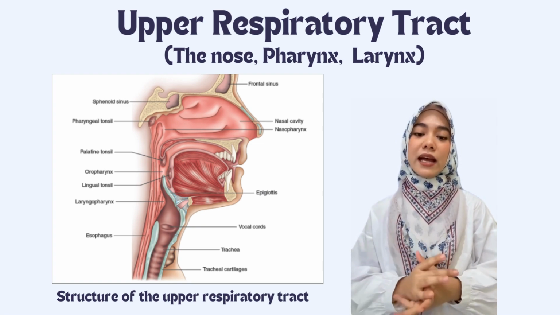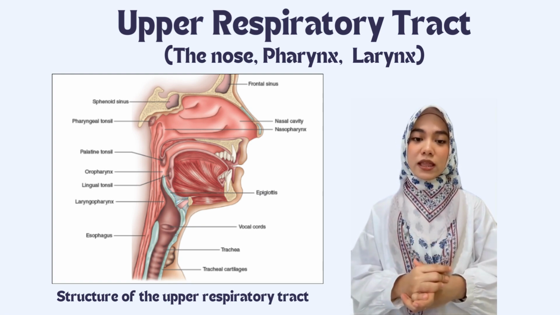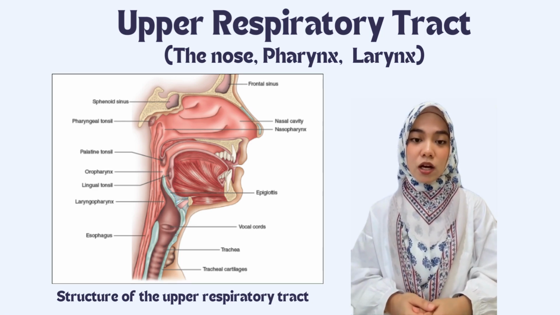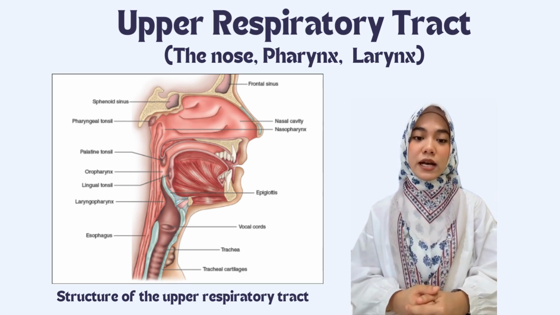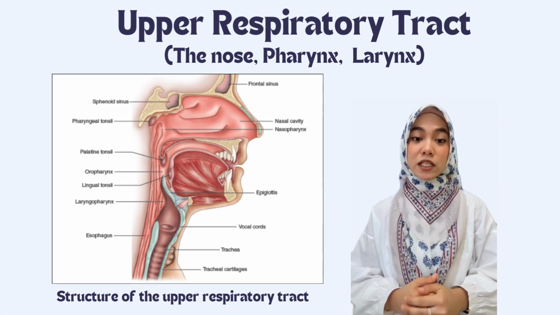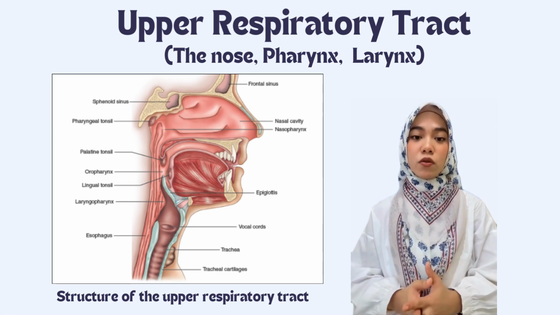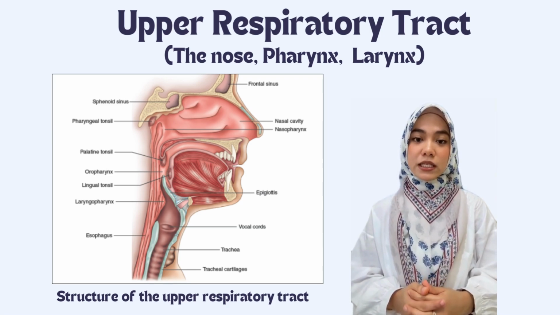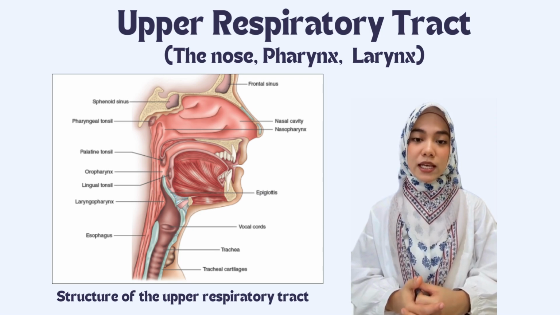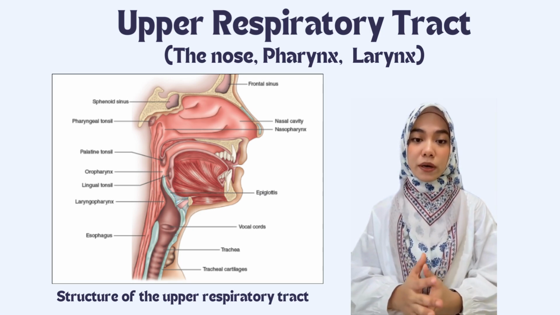The frontal sinus is a space located above the nasal cavity, close to the forehead region. The sphenoid sinus is a space located above the roof of the nasal cavity, above the throat region. The pharyngeal tonsil is located above the nasopharynx.